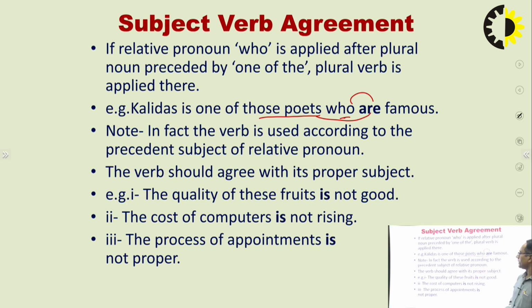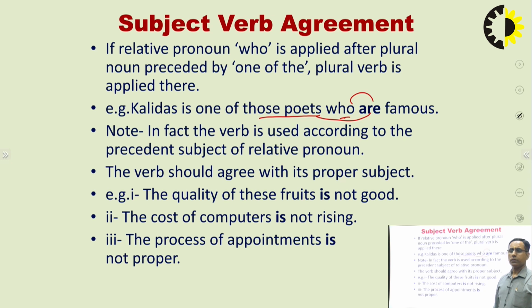Many examples you can say, like the boy who is punctual. The boy who is punctual is appreciated by all. Right? So the boy who is taking the verb is, why? Because the word that comes before who is singular. So the verb agrees with the precedent subject of the relative pronoun. The verb should agree with its proper subject.